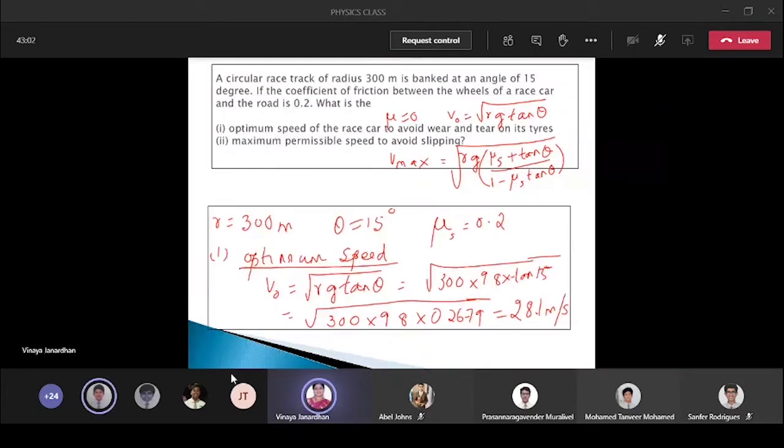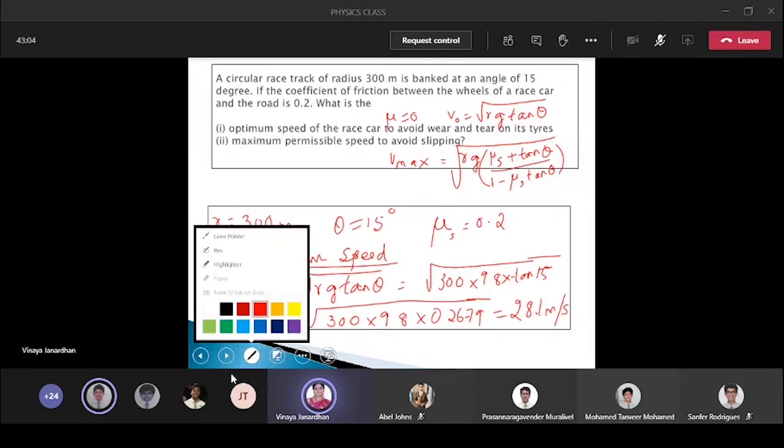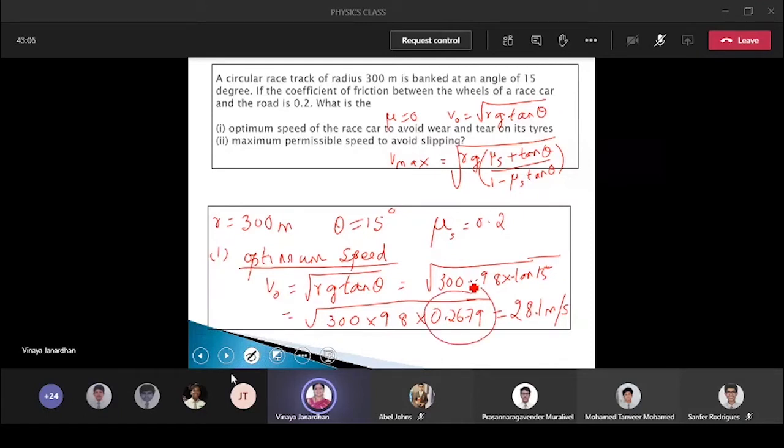So tan 15 is 0.2679. So that becomes 28.1 meter per second. Boys, I'll give you 5 minutes break. The second one, you can do it as a homework.